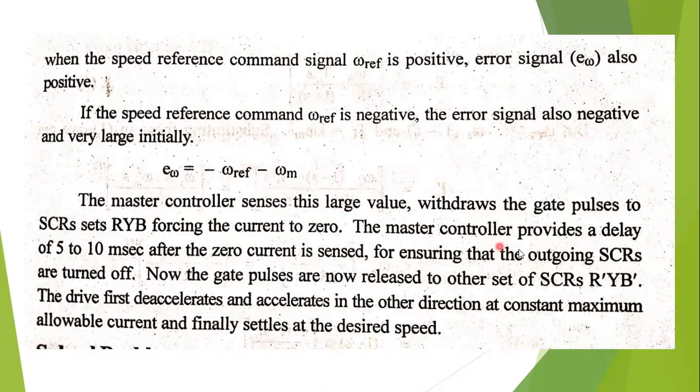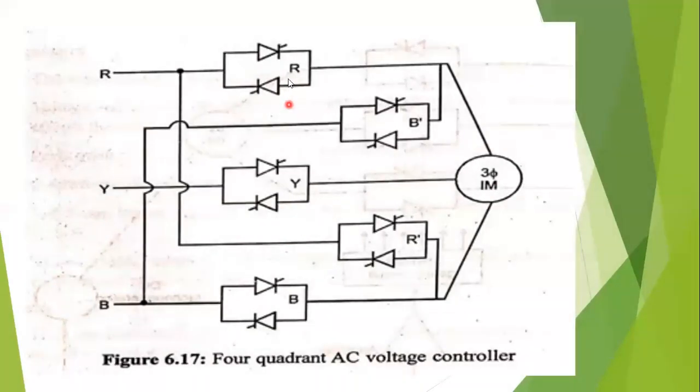So when we are giving the triggering pulses to R, Y, B, the direction of rotation of the induction motor is in one direction. Am I right? So how to reverse the direction of the 3-phase induction motor? By withdrawing the triggering pulses to the R phase, Y phase, B phase. That means removing the gate triggering pulses to R, Y, B, and the current flowing through the induction motor is also 0.